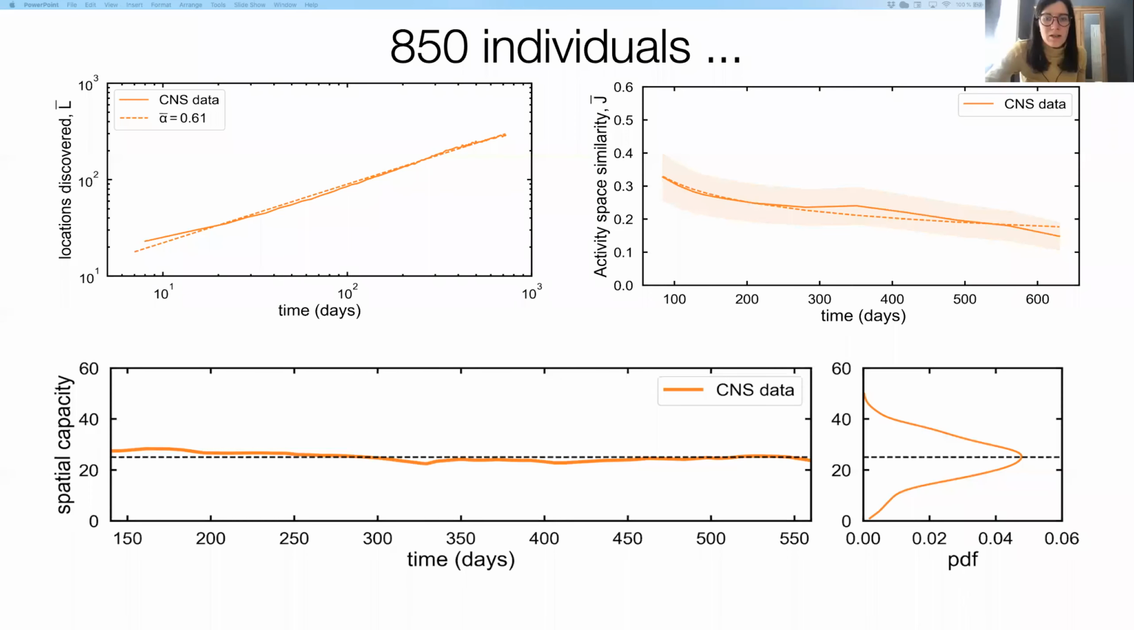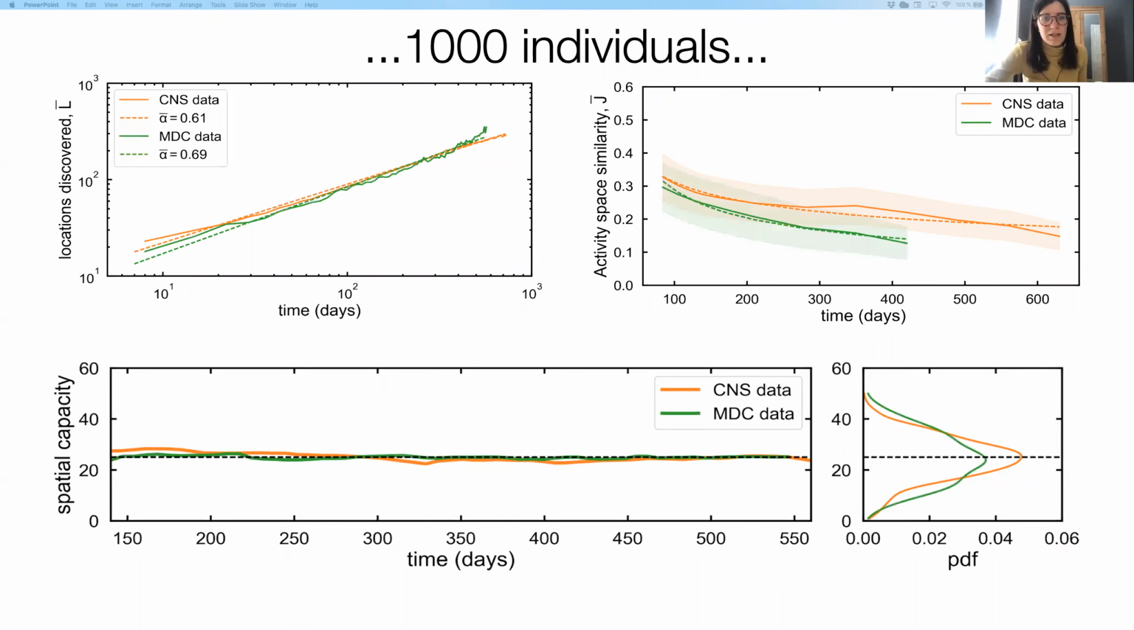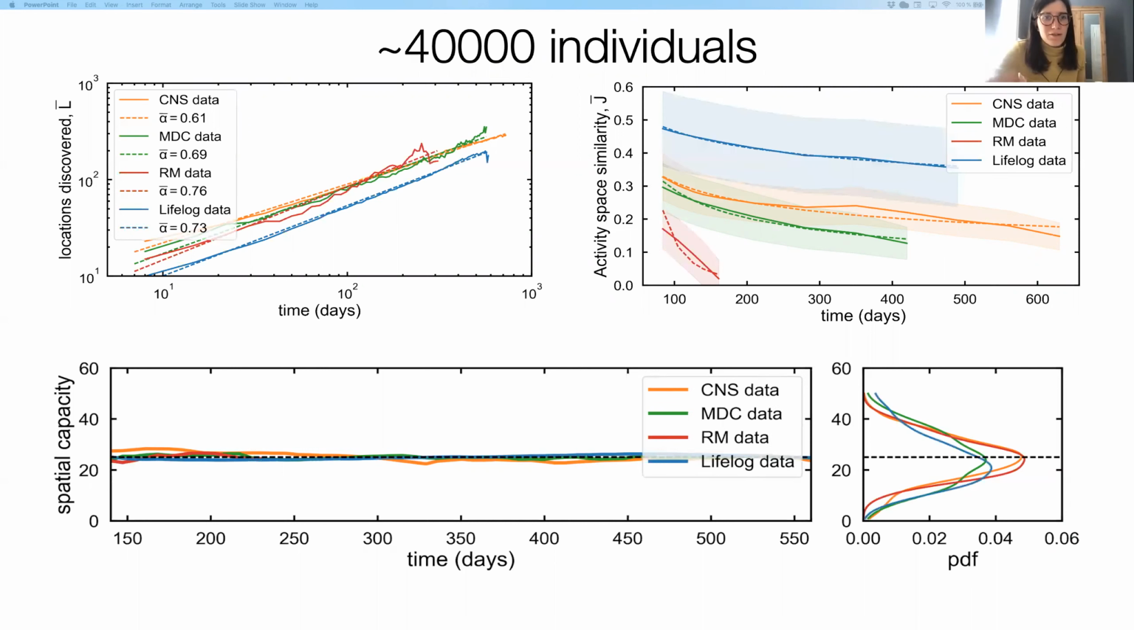So we started with the CNS data, 850 individuals, and then we started looking at more data and adding more and more data points. We went up to 1,000 individuals, 1,100 individuals, 40,000 individuals, and still this result would pop up: the number of places people visit is constant over time, or the size of this activity space is constant over time, no matter how we define it.